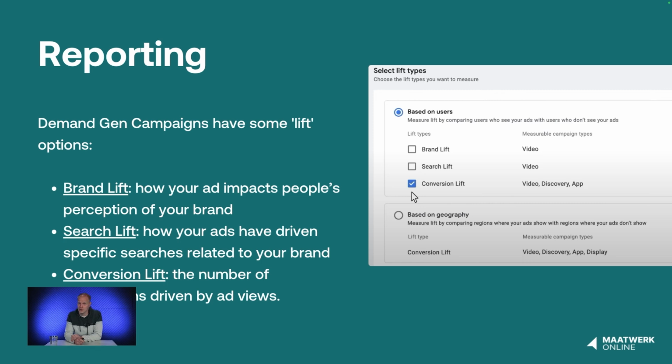Which is really nice in demand gen campaigns is the fact that we have the possibility for some lift studies. So we have a brand lift, a search lift, and a conversion lift. If you want to show your stakeholders the true value of demand gen campaigns regarding brand awareness, regarding an uplift in your search terms, or regarding an uplift in your conversion, I would really suggest having a look at these lift studies.